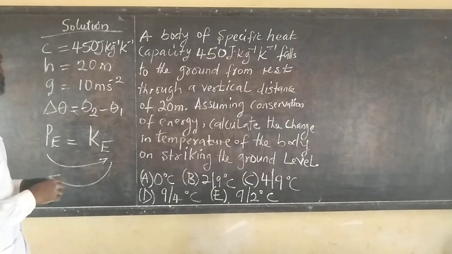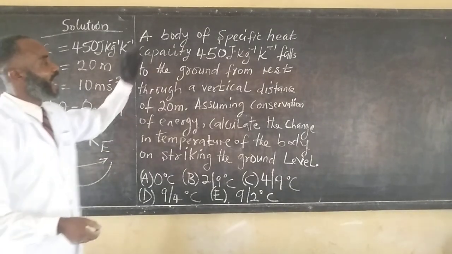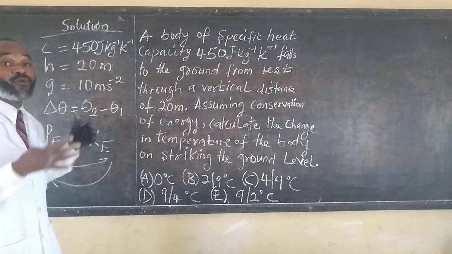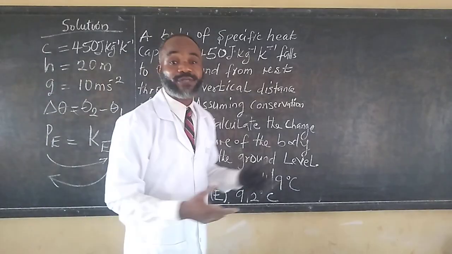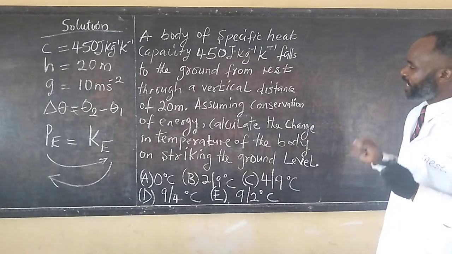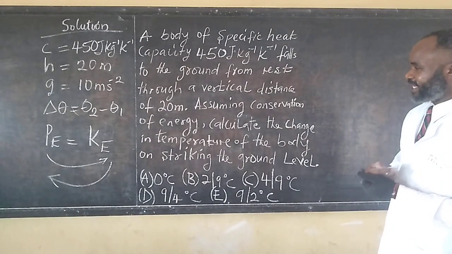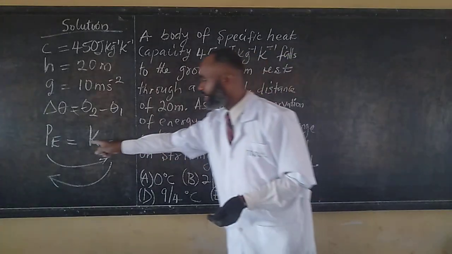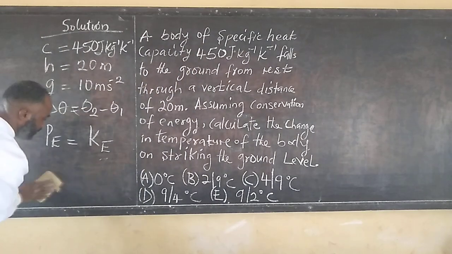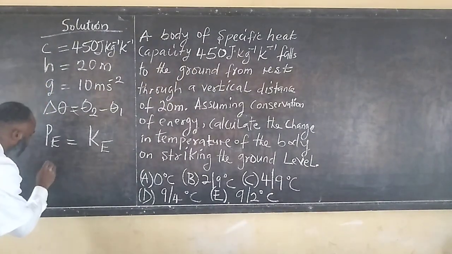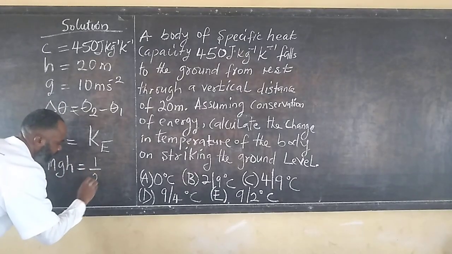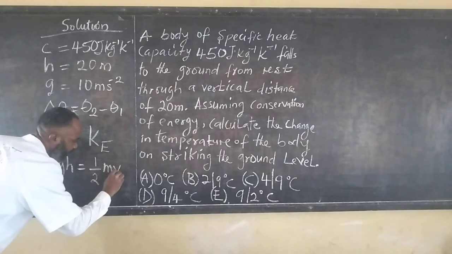Since it is falling from a height, kinetic energy is now equated to the heat parameter of the body. So for clarity, we have potential energy is mgh, and kinetic energy is half m v squared.